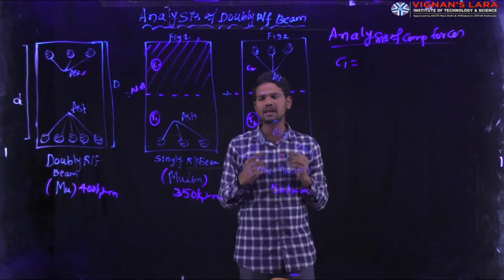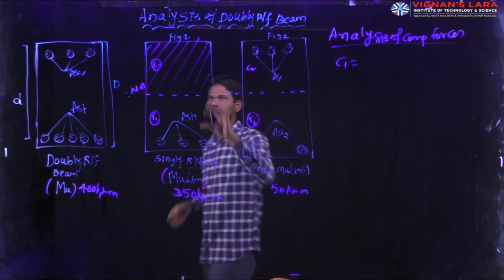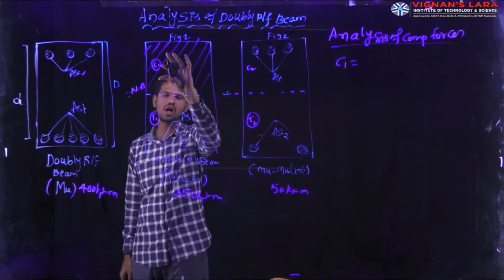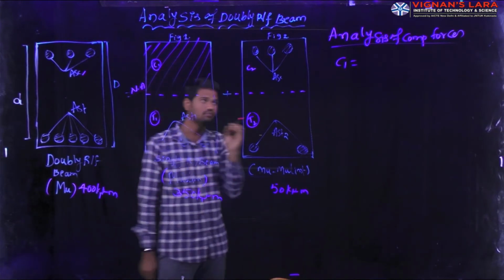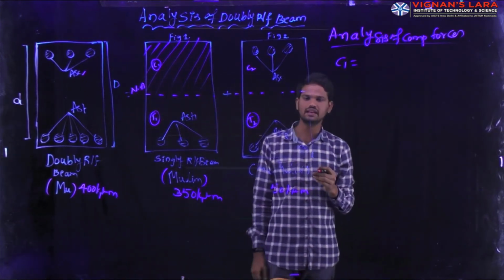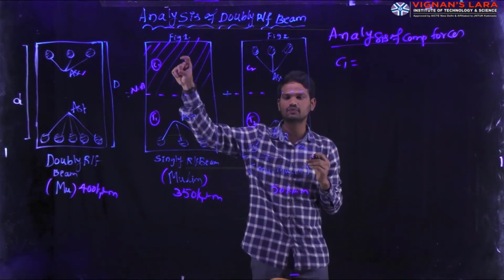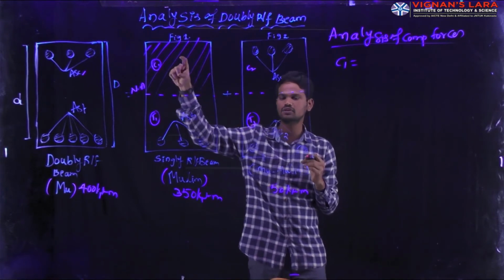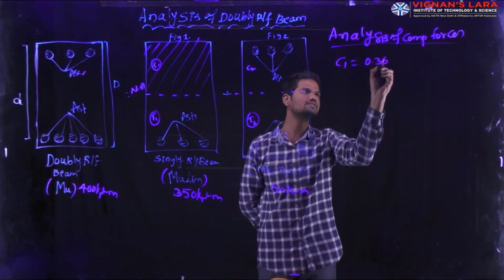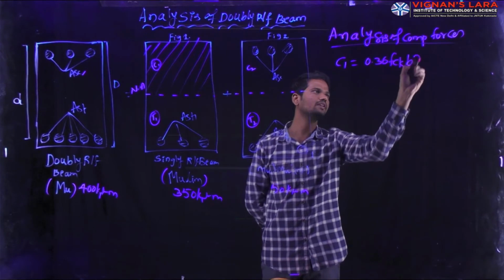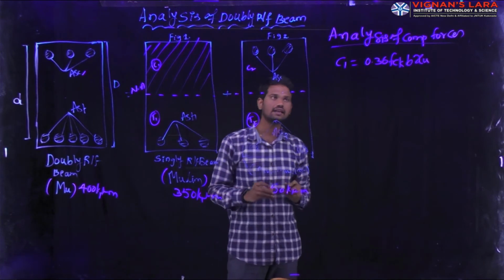We have already discussed that compressive force equals stress into area of the cross section. That means in this portion, how much stress is acting and what is the area of the cross section of this beam, we already discussed for a singly reinforced beam. If you have any doubts, go and check your first analysis of the singly reinforced beam. In the singly reinforced beam, we know the compressive force is 0.36 fck into b into xu. This is the compressive force acting on this singly reinforced beam.